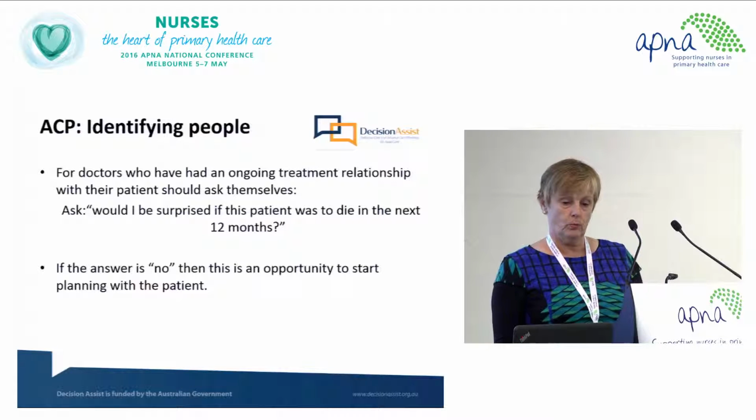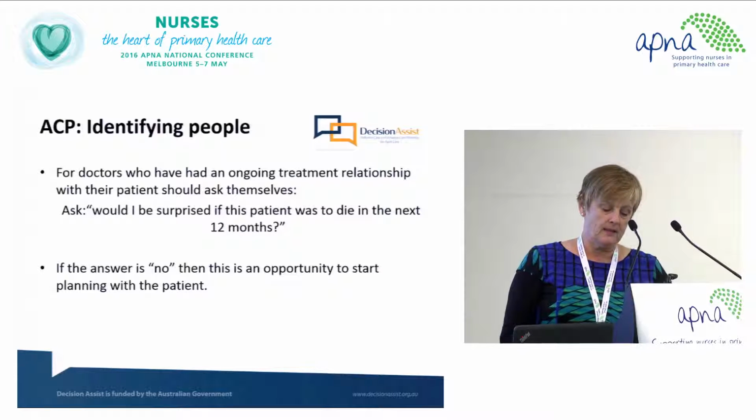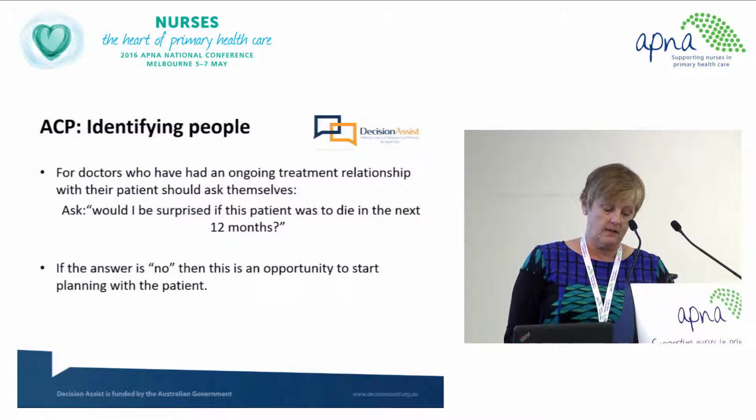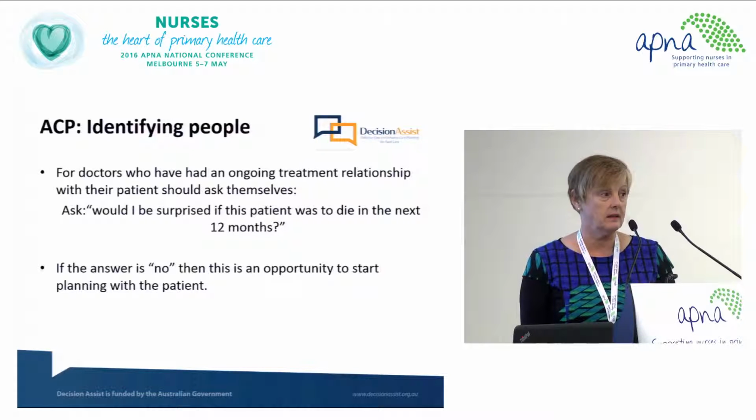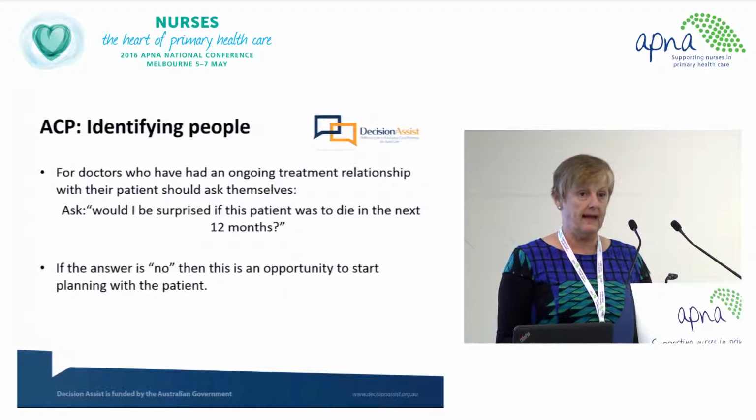Identifying people for an advanced care plan. So how do we identify appropriate patients? It's really any patient who you think has a significant chance or may have a chance of dying in the next 12 months. And using the surprise question isn't saying that they'll definitely die, but if you wouldn't be surprised, then now's the time to talk to them about what they would want.